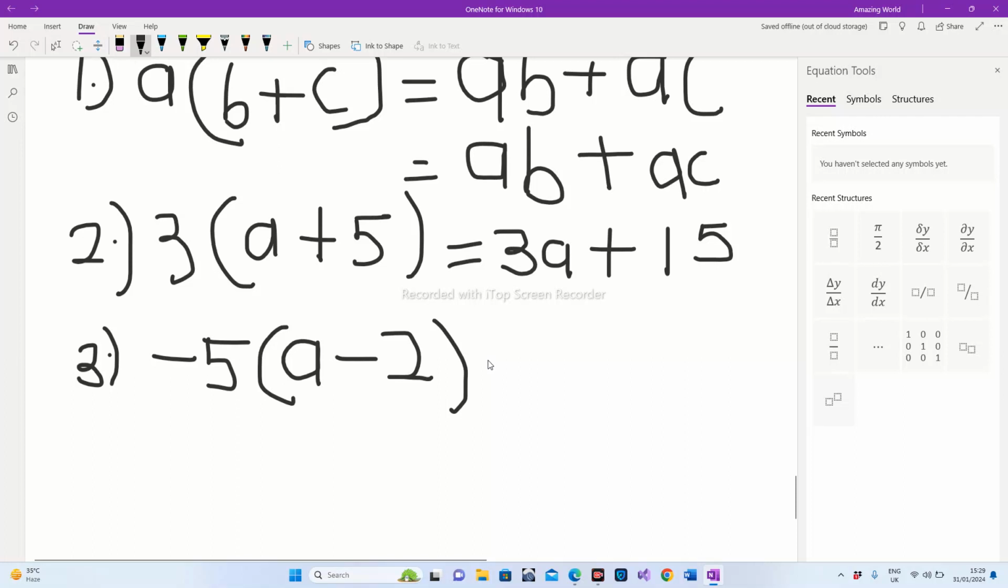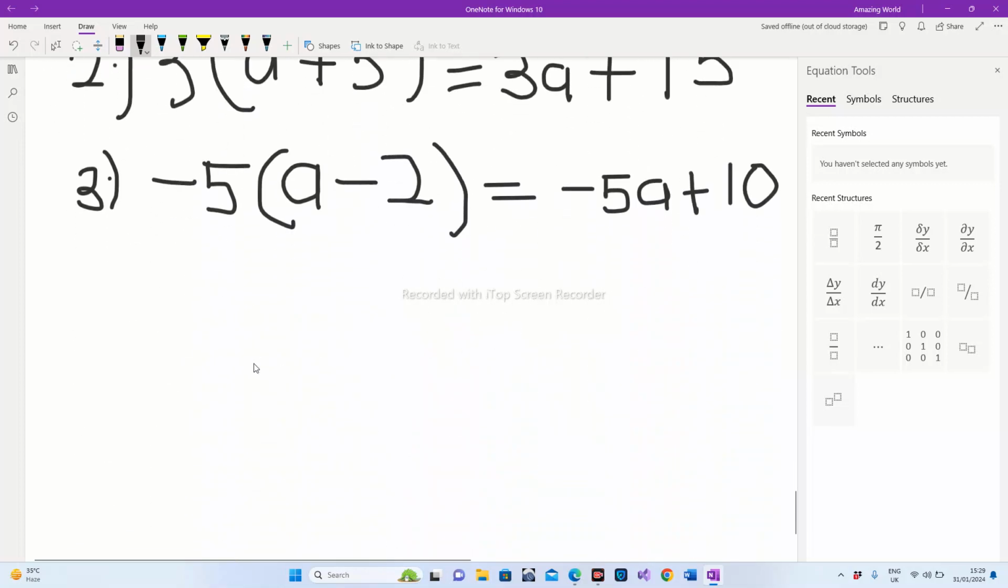So let's proceed with this, please. So here we have minus 5 times a, that will give me minus 5a, and then minus 5 times minus 2 would give me plus 10. So we should take note, whenever a negative sign is multiplied by another sign, it changes the sign. So if here was positive, it will change it to negative. So I hope that is very well understood.